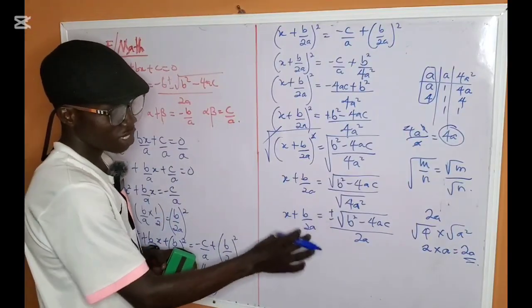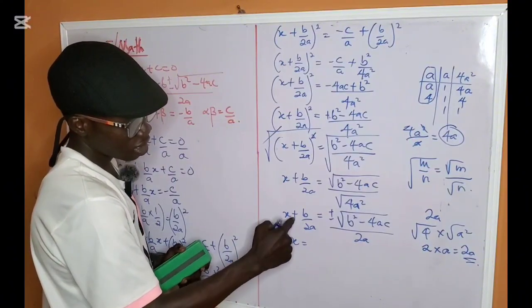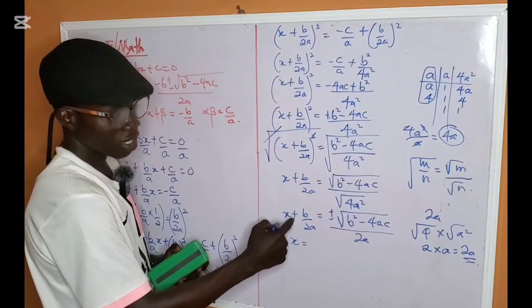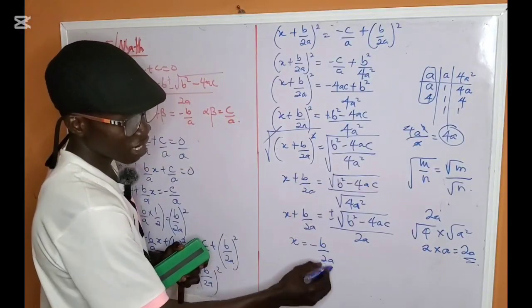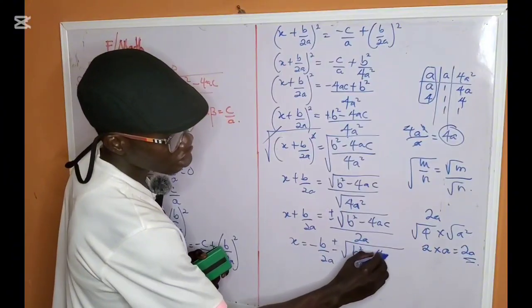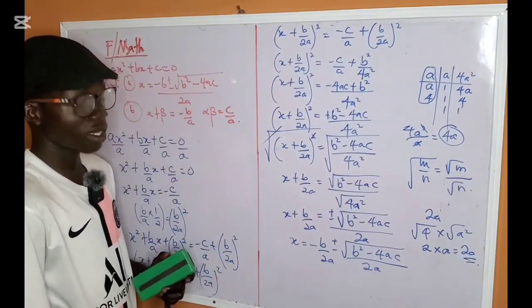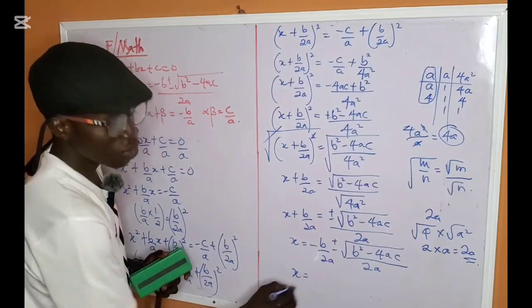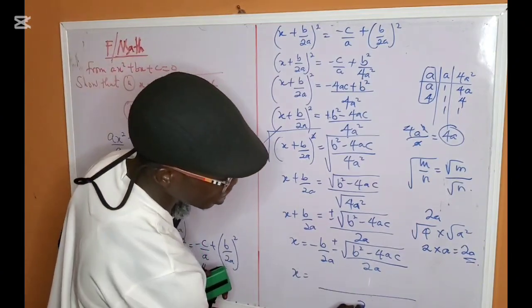So to isolate x is going to be x equals, this is positive b over 2a, then to change to negative b over 2a when it comes to the other side, plus or minus square root of b squared minus 4ac over 2a. Now we're almost there. The next thing to do is to look for the LCM. LCM of 2a and 2a will give us 2a.